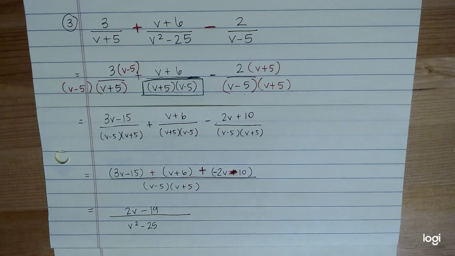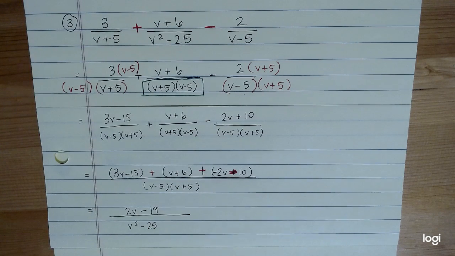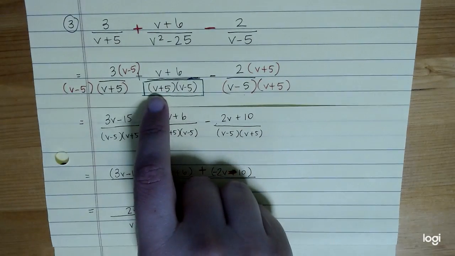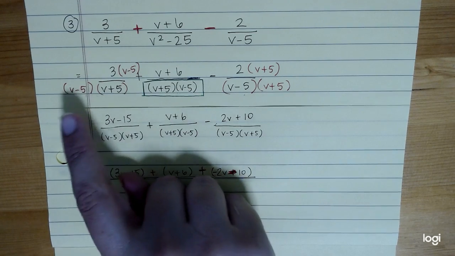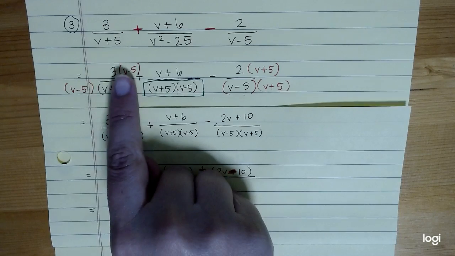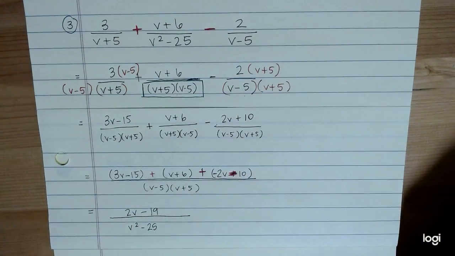So the name of the game in that case is when you have different denominators, you need to change them by multiplying by that convenient 1 to the same denominator. And we use our least common multiple of those denominators, that's our new denominator that we're going to use. So in this case, that was v plus 5 times v minus 5. And then we simply use those missing factors to help us decide what that convenient one was going to be for each of those pieces.